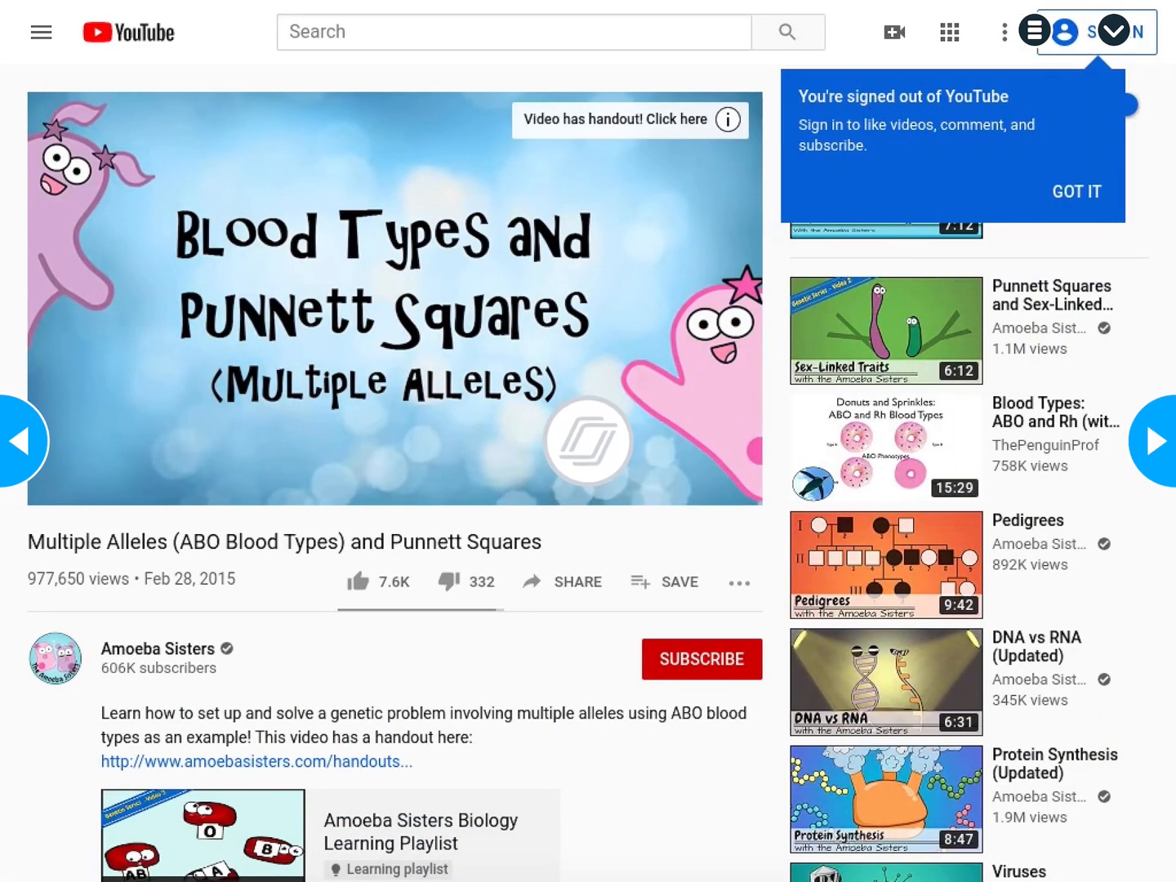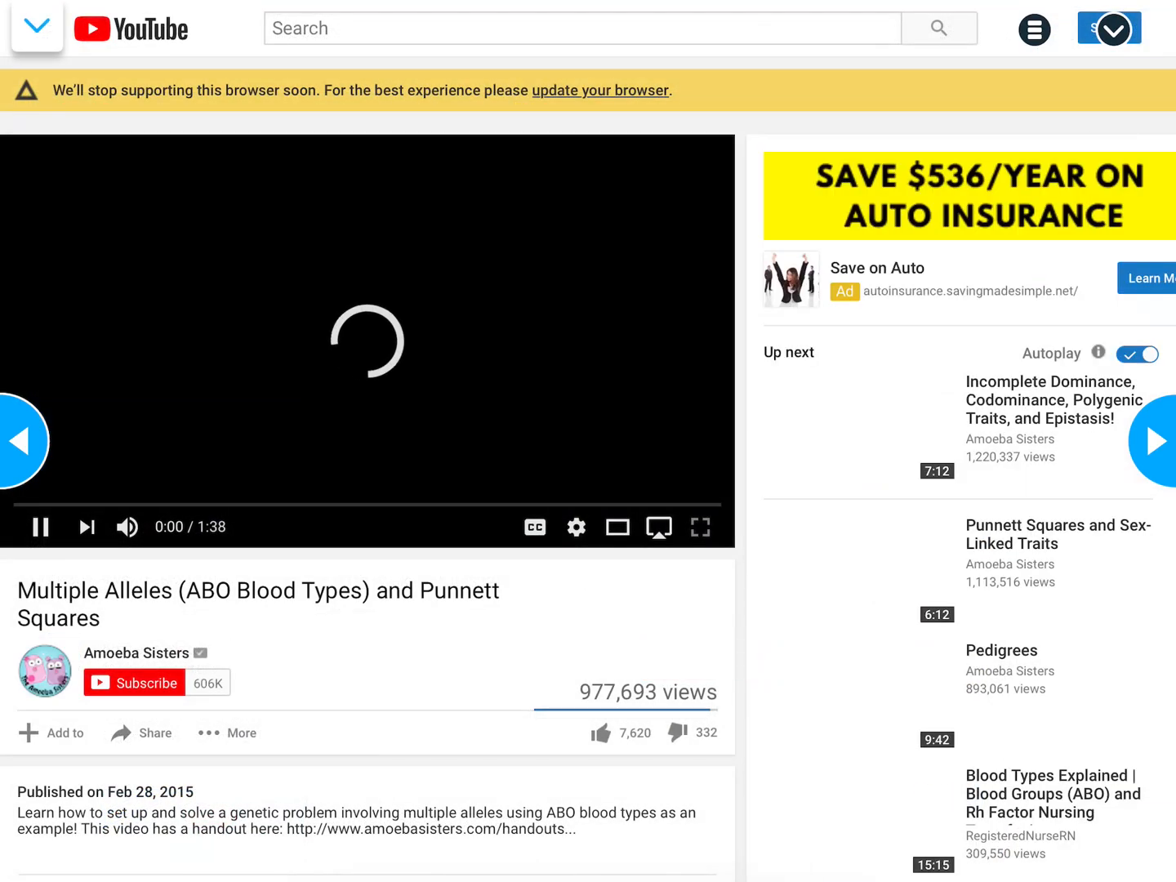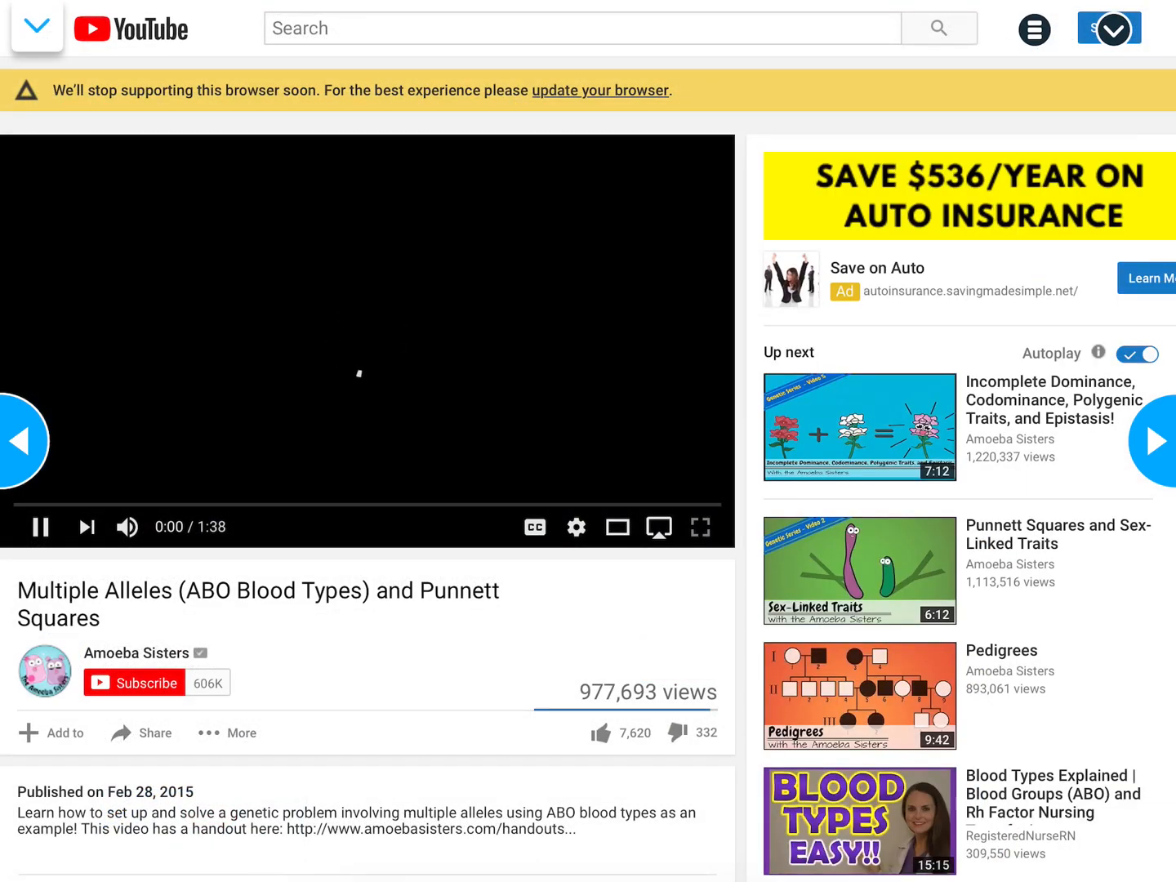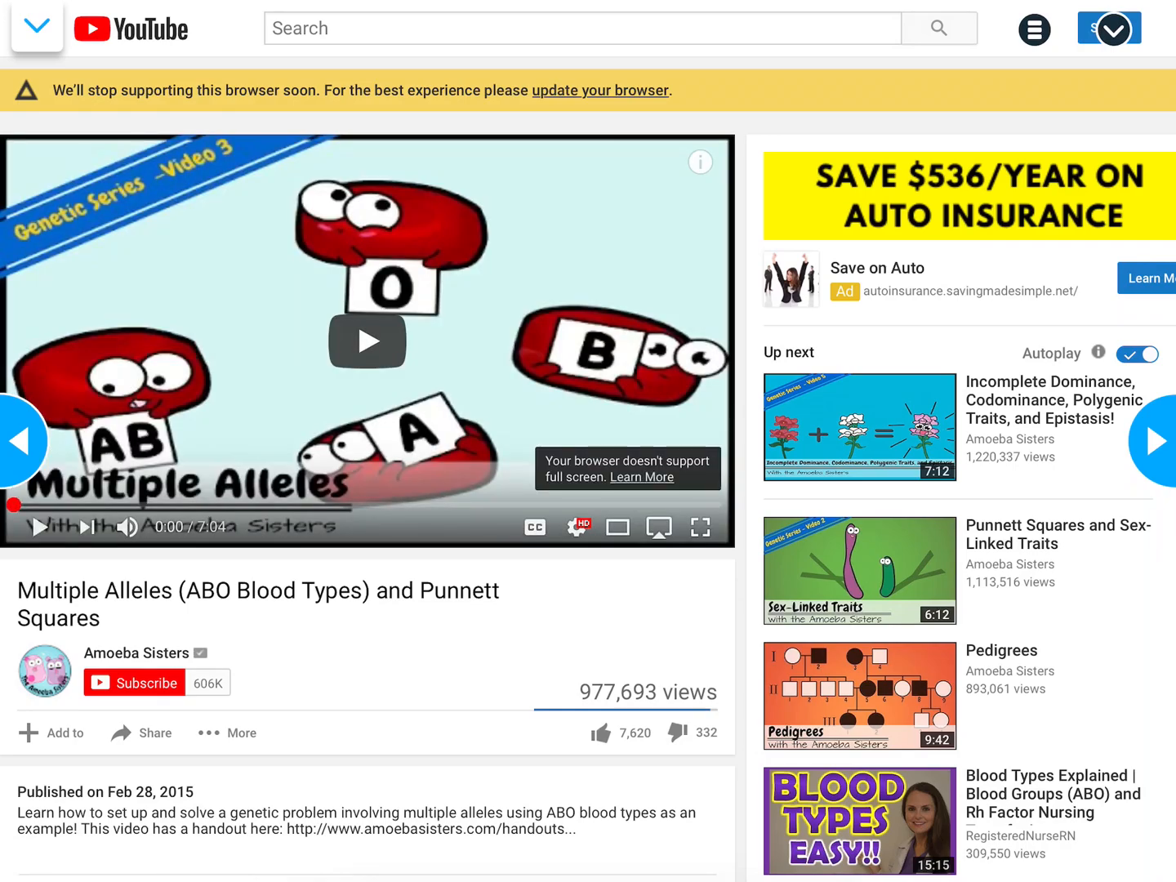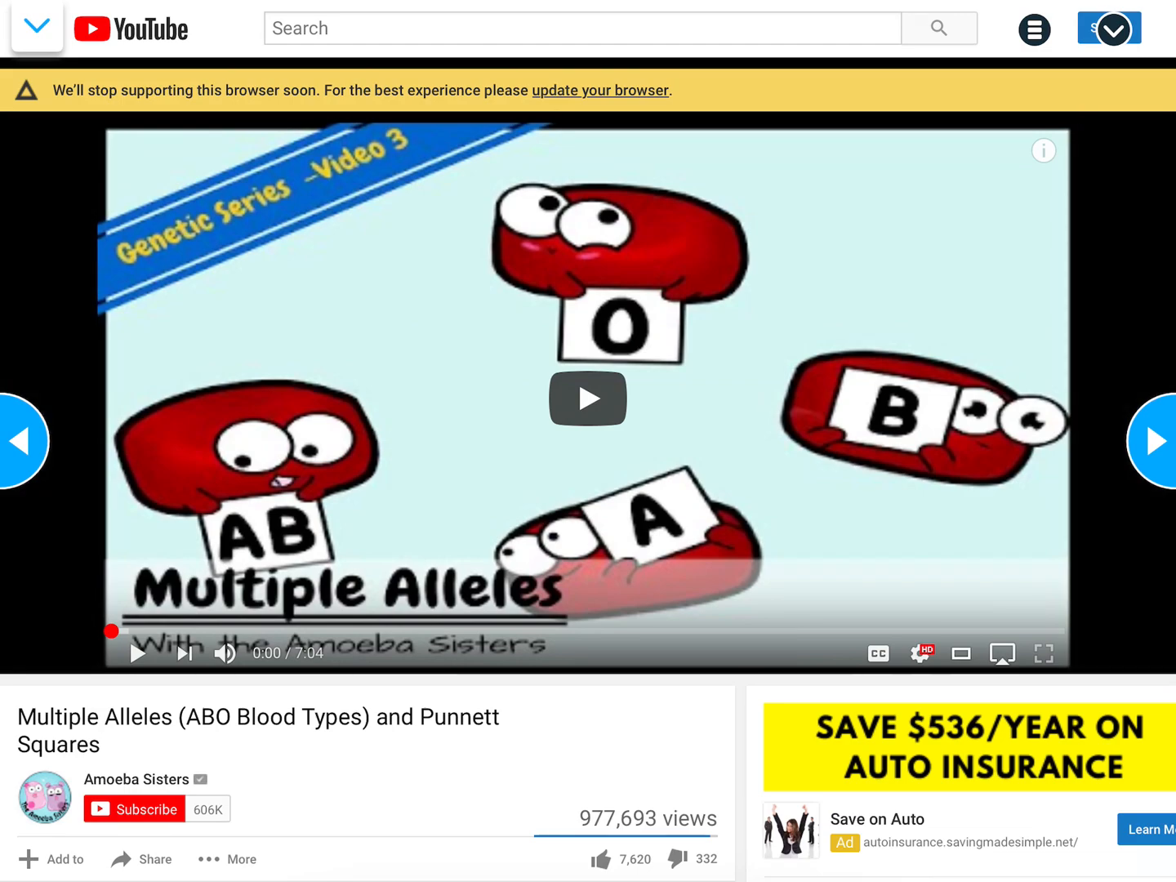Now we're going to do something called multiple alleles, and it deals with blood type. This, of any of the problems that we do, I would dare say is the most confusing. So make sure you pay close attention to the lovely Amoeba Sisters as they explain blood types and multiple alleles.